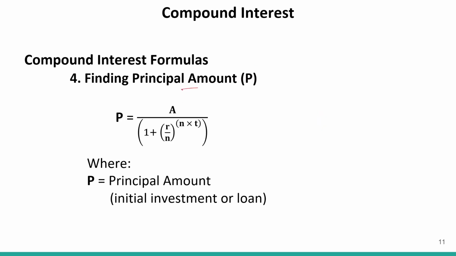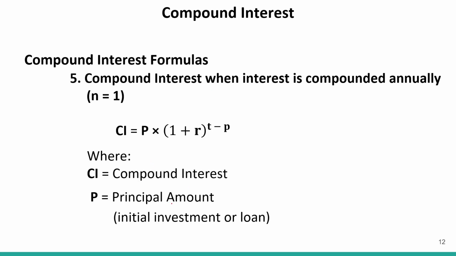So finding the principal amount. How can it be found out? P is equal to A divided by (1 plus r by n) whole power n into t, where P is the principal amount, the initial investment or loan.